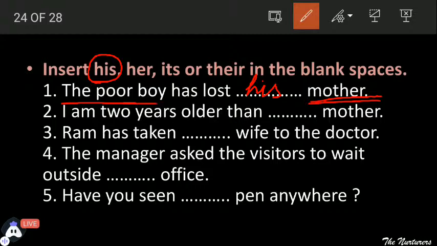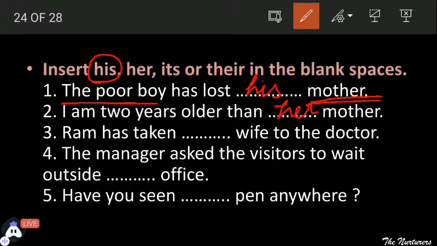Next, I am 2 years older than dash mother. Over here, अब मैं उसकी mother से 2 साल बड़ी हूँ. Now that particular person is not mentioned. So in this particular situation, you can either write his or her. If you are talking about the female, then you can write her. If you are talking about the male, you can write his. Now, my cannot be used. How can we be 2 years older than our mother? So this would be wrong in this case.